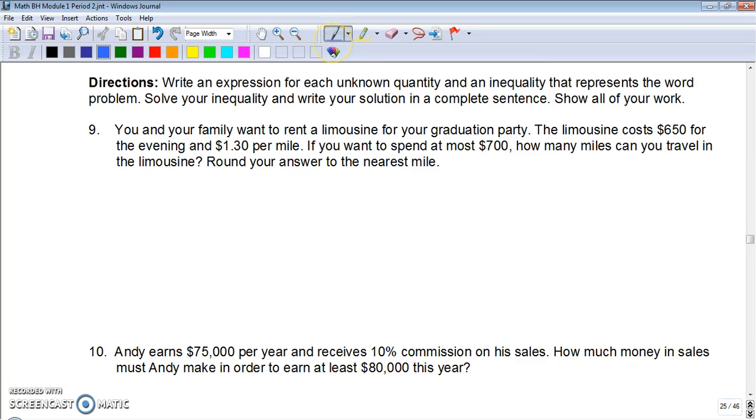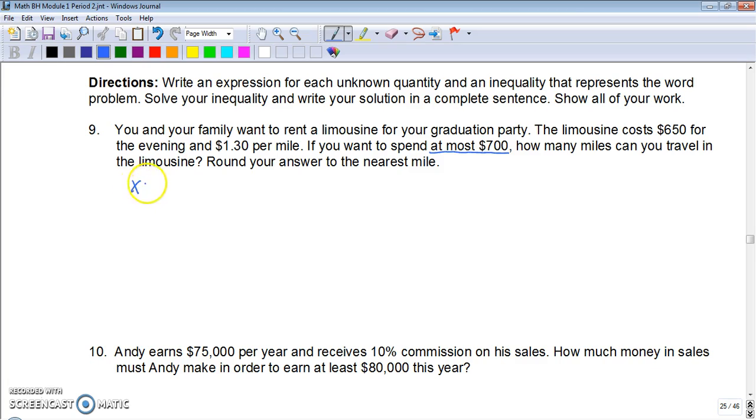So number 9 says you and your family want to rent a limousine for your graduation party. The limo costs $6.50 for the evening and $1.30 per mile. If you want to spend at most $700, that's critical. That will help us decide which inequality sign to use. How many miles can you travel in the limo? Round your answer to the nearest mile.